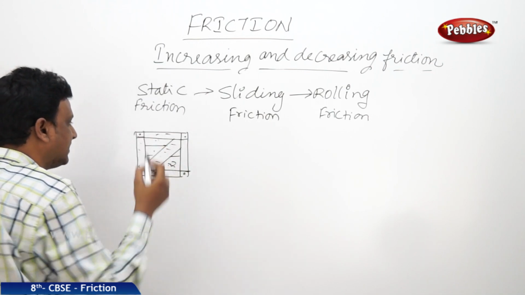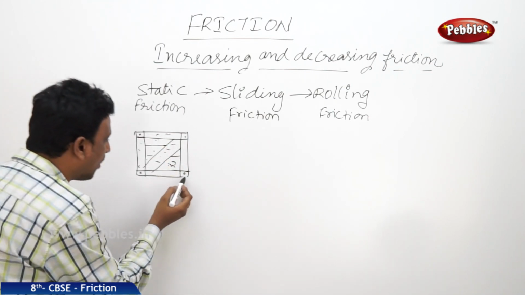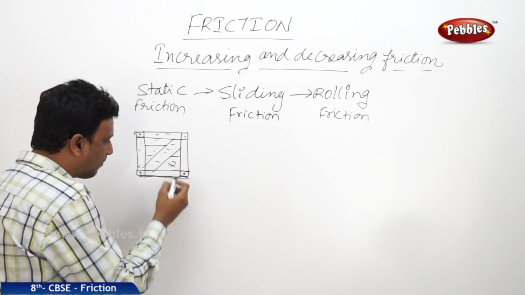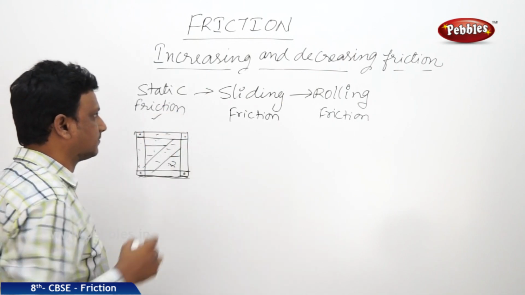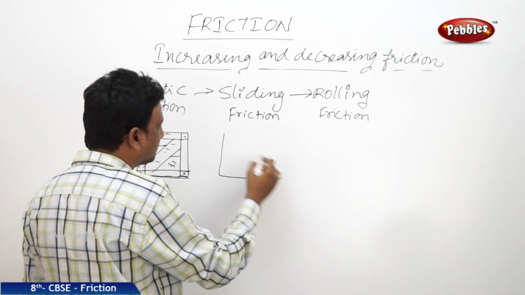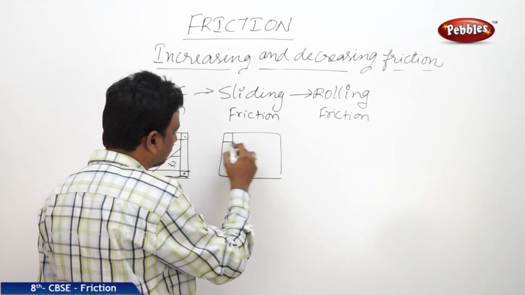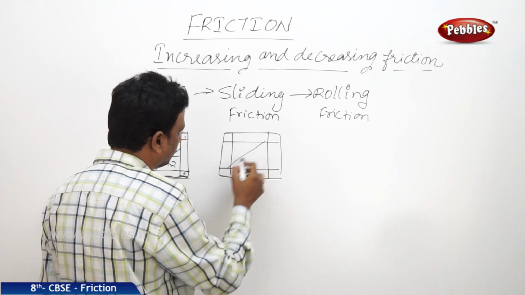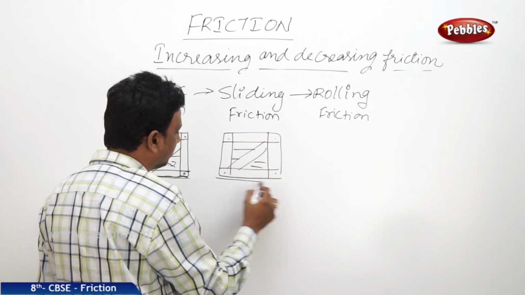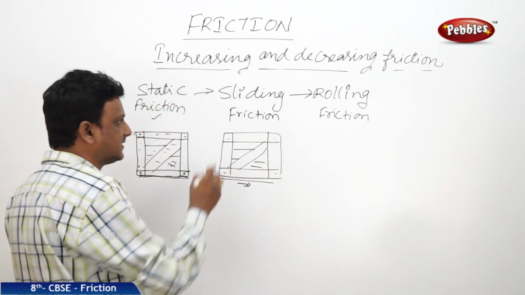A heavy box is here. So this box is on the ground. The friction between the box and the ground is static friction. Now, somebody is pulling this box. Somebody is pulling. It is moving. It is sliding friction.